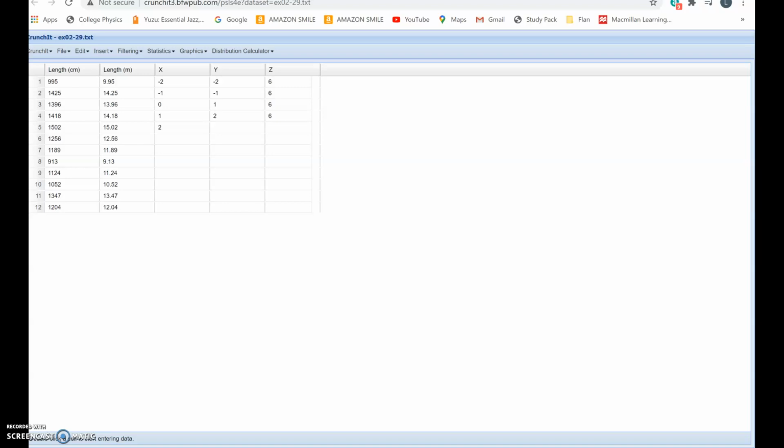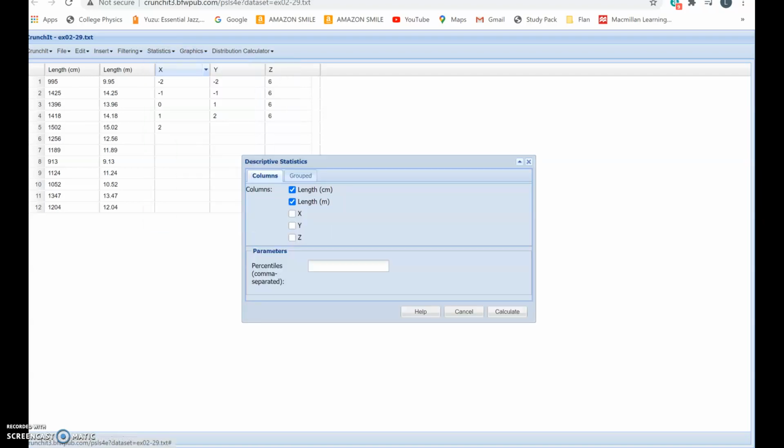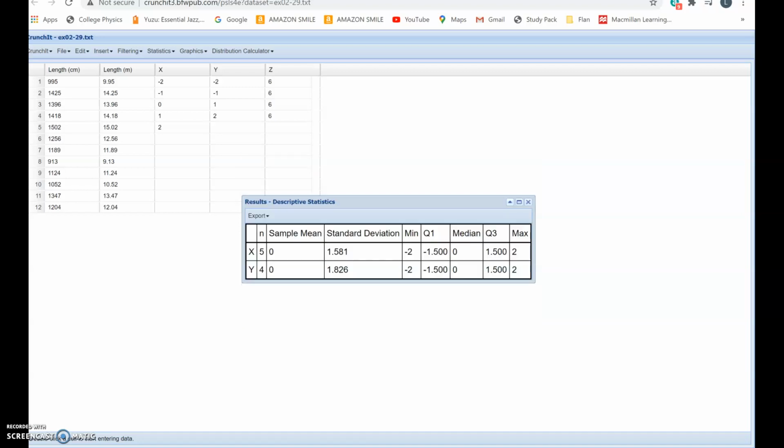Now let's see if that would make a difference in the measurement of standard deviation. So let's go back to statistics, descriptive statistics. Let's select x and y and see if there's a difference in the standard deviation. So look at the standard deviation of x, it's 1.581. Y is the same numbers as in x, except that 0 is discarded, and the standard deviation does change to 1.826. So the two standard deviations are different when I discard 0, which is the average of the set x.